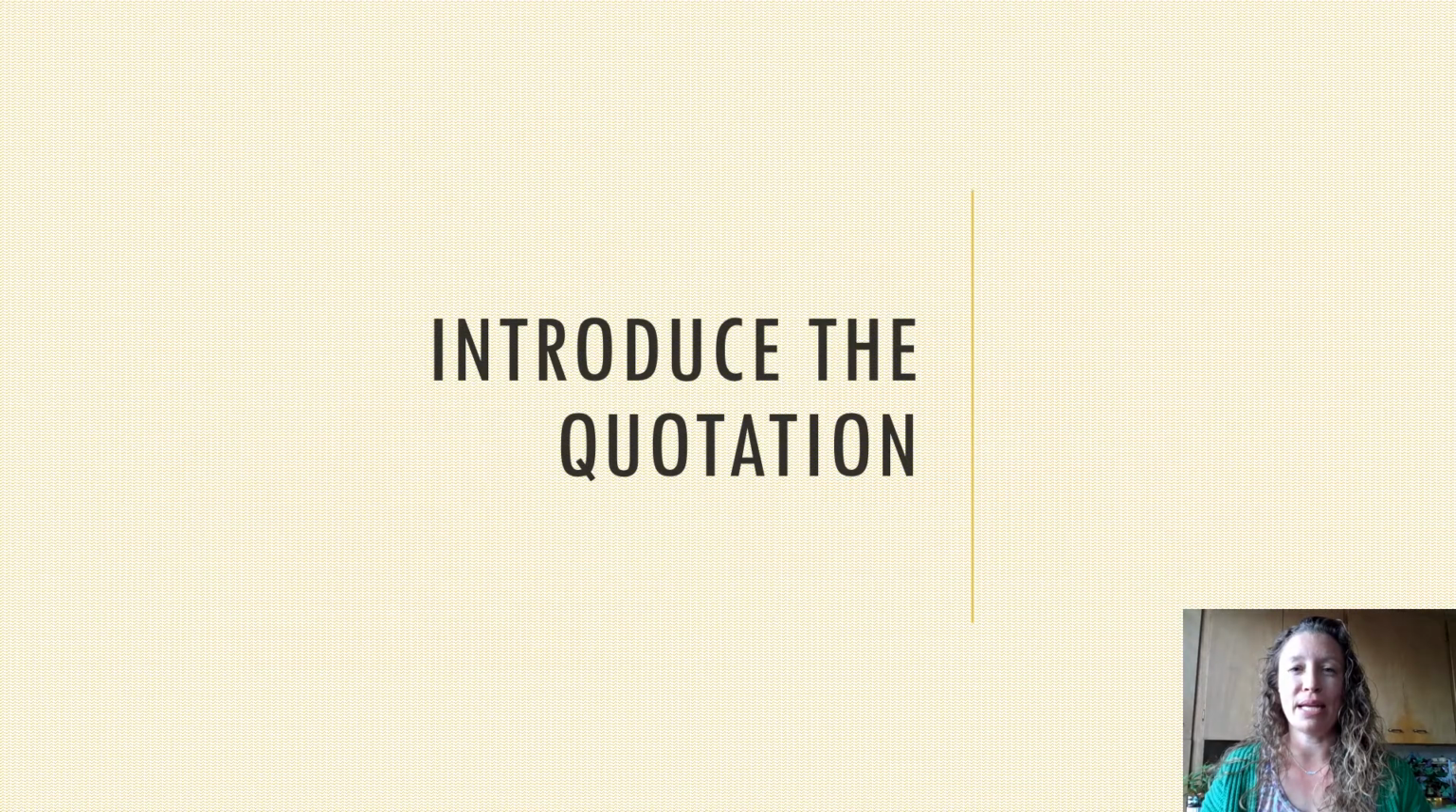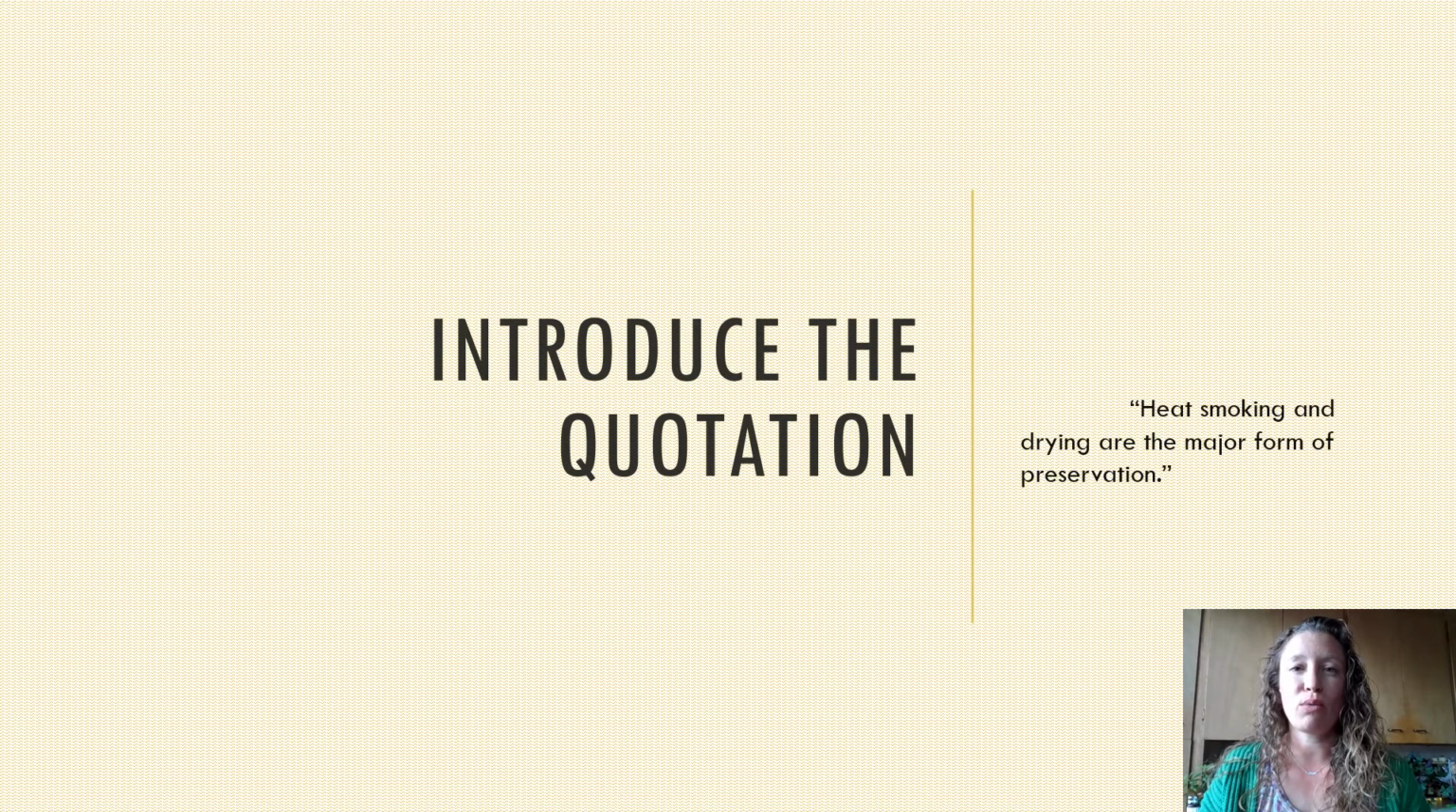Let's learn how to embed a direct quotation into our expository writing. Here's the quote I want to use. Heat, smoking, and drying are the major form of preservation. I really need to introduce this quote so that I say who I am talking about. So here is how I would like to craft a sentence with that. For Indigenous people in the Northwest, heat, smoking, and drying are the major form of preservation.